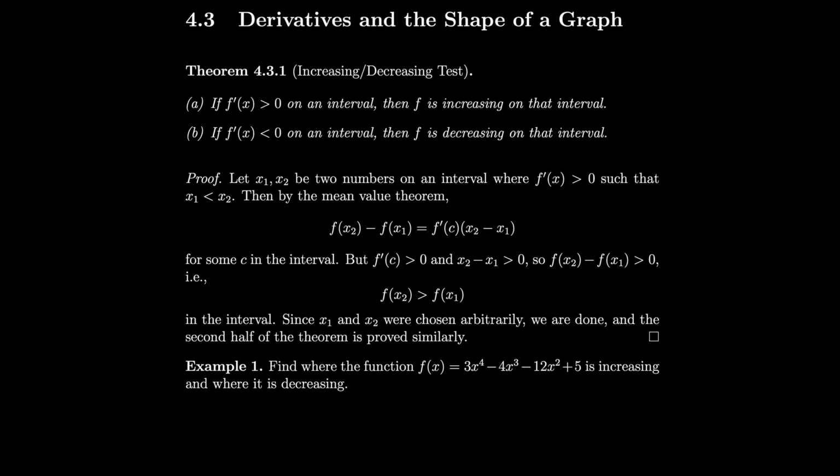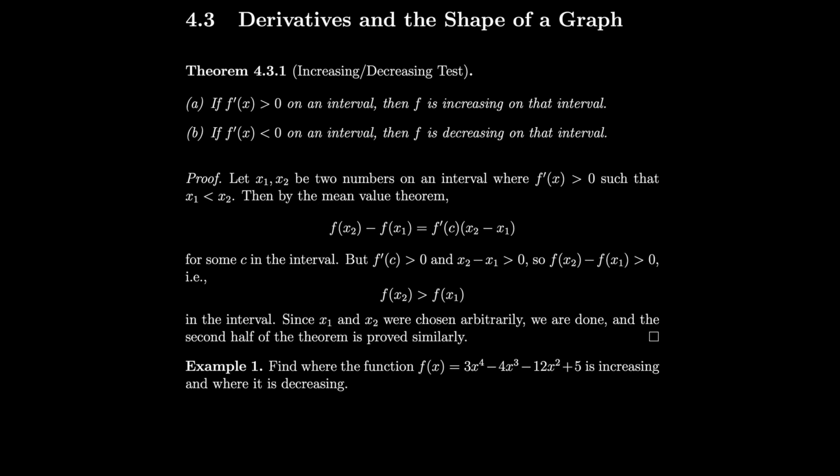We can see this by letting x1 and x2 be two arbitrary numbers on an interval where the derivative is positive, such that one of those numbers is bigger than the other, so x2 can be bigger than x1. Then by the mean value theorem, we get that those two y values, when you subtract them, are equal to the derivative at c times x2 minus x1 for some c in the interval. Remember, that's the same thing as saying if we divided both sides by x2 minus x1, the slope of the secant line would be equal to the slope of the tangent line for some c.